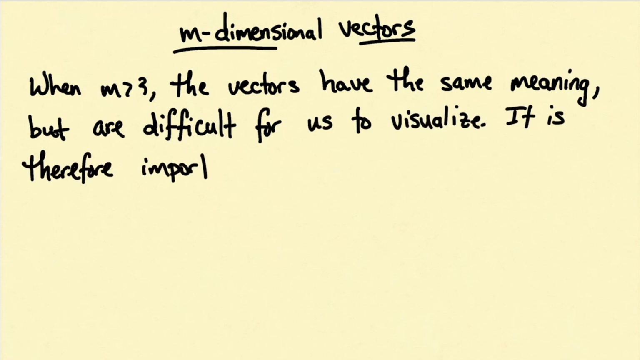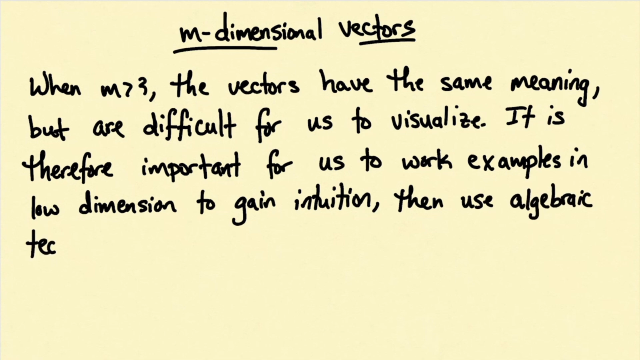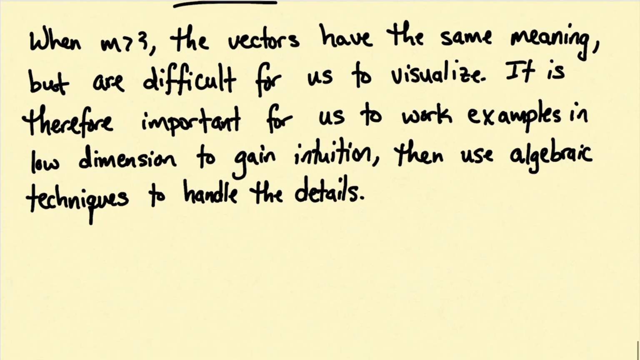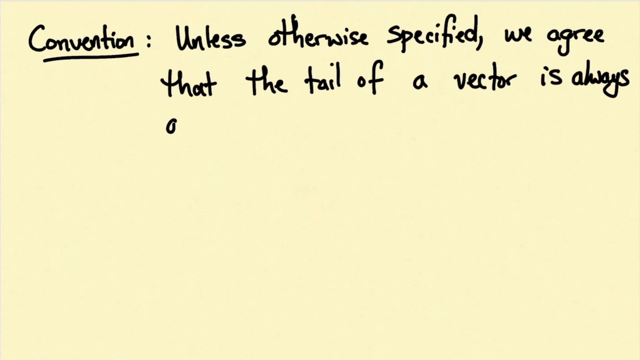It is therefore important for us to work examples in low dimension to gain intuition, then use our algebraic techniques to handle the details. So we're going to start by establishing the convention that unless specified otherwise, we assume that the tail of a vector is always at the origin.